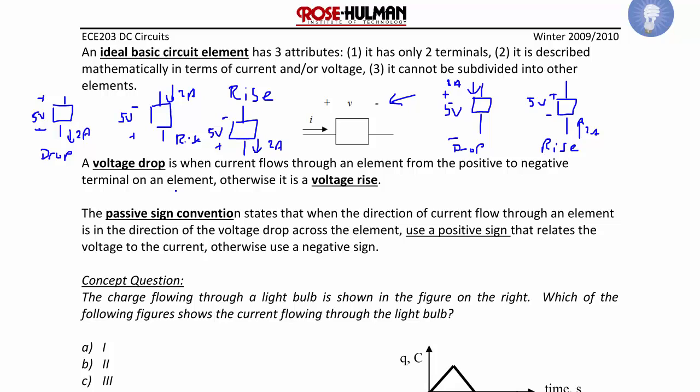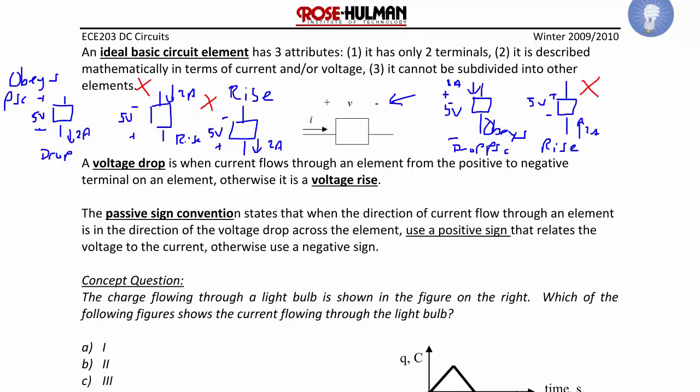So for the examples we have here, we would say that this element is a voltage drop, so it obeys the passive sign convention. Here we have current going from positive to negative, so we would say that this one also obeys the passive sign convention. Alternately, since these are all rises, this one does not obey the passive sign convention, this one does not obey the passive sign convention, and this one does not obey the passive sign convention.